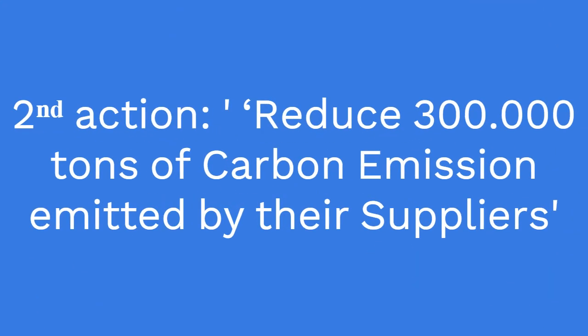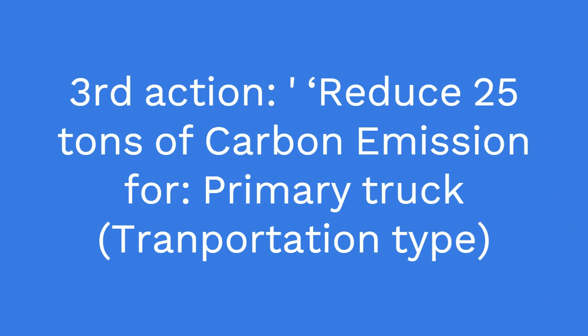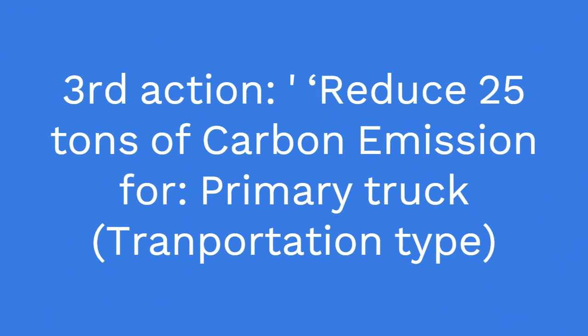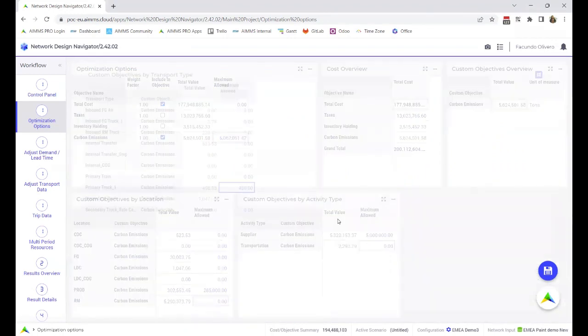The second action is to reduce 300,000 tons of carbon emissions emitted by their suppliers. We can do this in the custom objectives by activity type panel in the same way we did before. And the third action is to reduce 25 tons of carbon emissions for the primary truck type of transport. We can do this in the custom objectives by transport type, setting the constraint here.